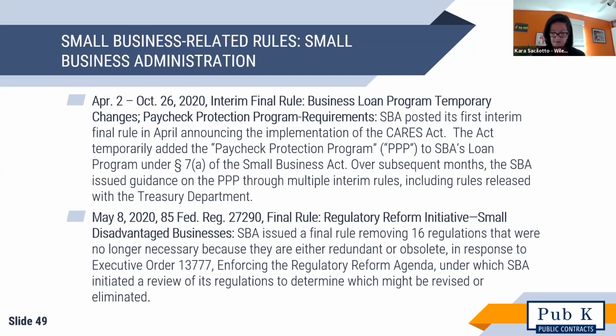In April, the SBA posted its first interim final rule to implement the PPP with an effective date of the date of issuance of that interim rule so that the PPP could be implemented immediately. Over subsequent months, the SBA issued guidance for the PPP through multiple interim rules. For example, SBA provided guidance on the loan forgiveness application and rules for consideration of affiliation for purposes of the PPP.